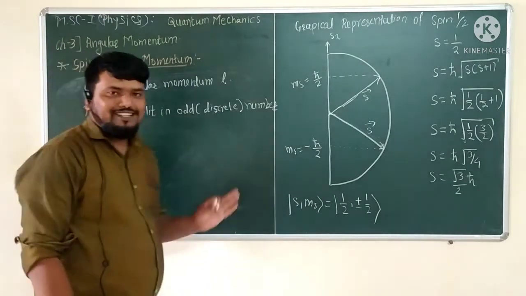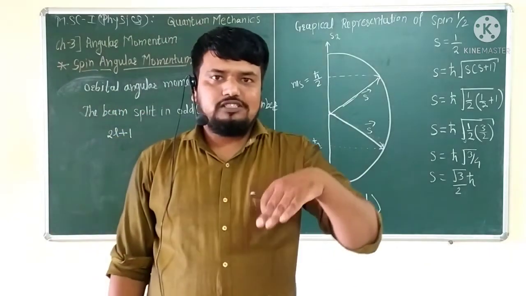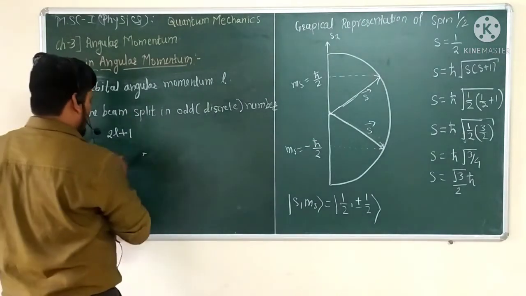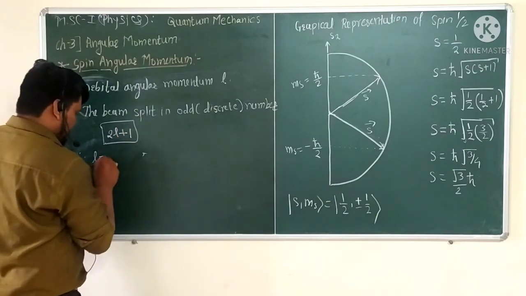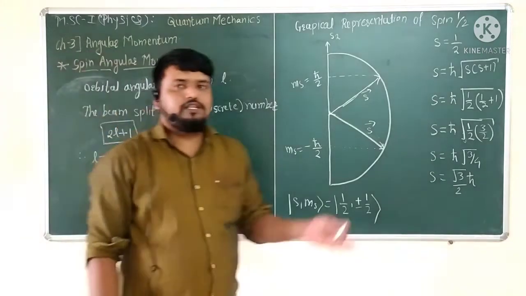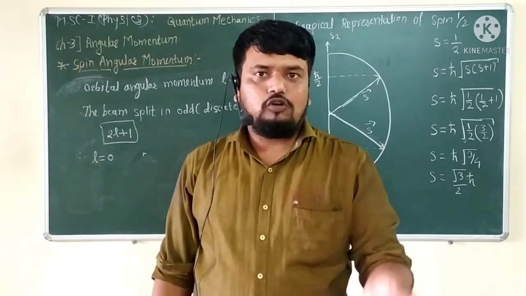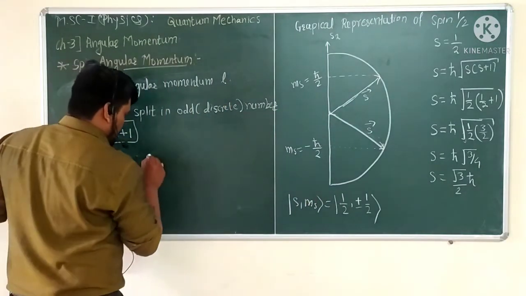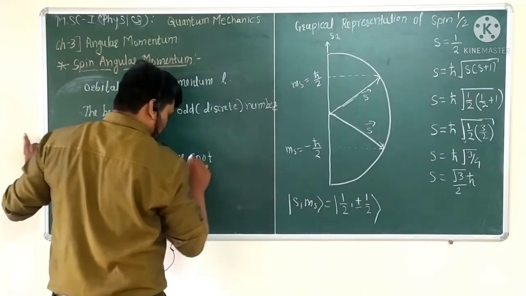If we consider this l value for the silver atoms in the ground state, the discrete number is 2l plus 1. For l is equal to 0, this number is what? 1. So if the silver atom is in the ground state, only one spot is seen on the screen. Okay, so that is l is equal to 0, only one spot on the screen.